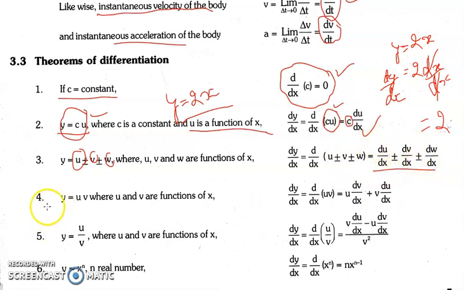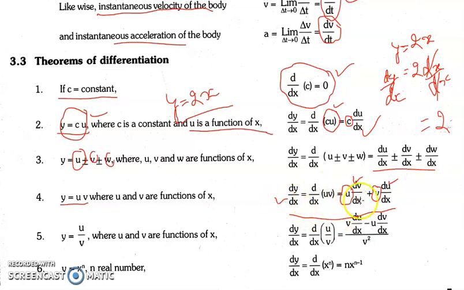Okay. When it is the product of 2 functions, let's say we have y is equal to u into v. So in this case we will simply take the first function as constant and find the derivative of the second, plus take the second function as constant and find the derivative of the first. Okay, so this is the case.